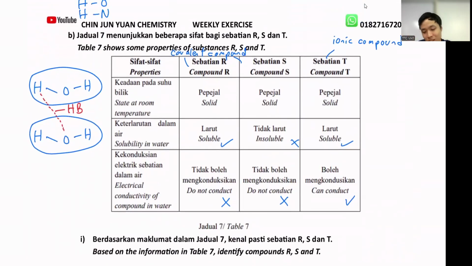Now S. You actually have two choices. Number one, it can be a covalent compound, because it cannot conduct electricity and is insoluble. But the rule is that it is in solid form.